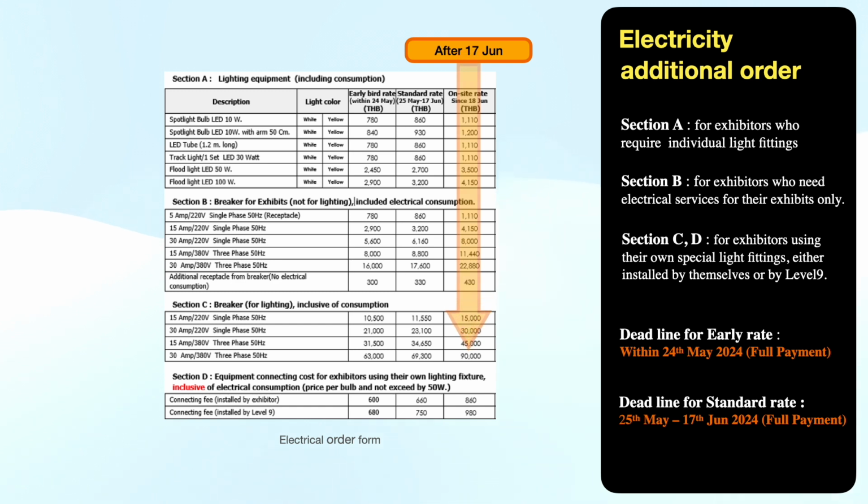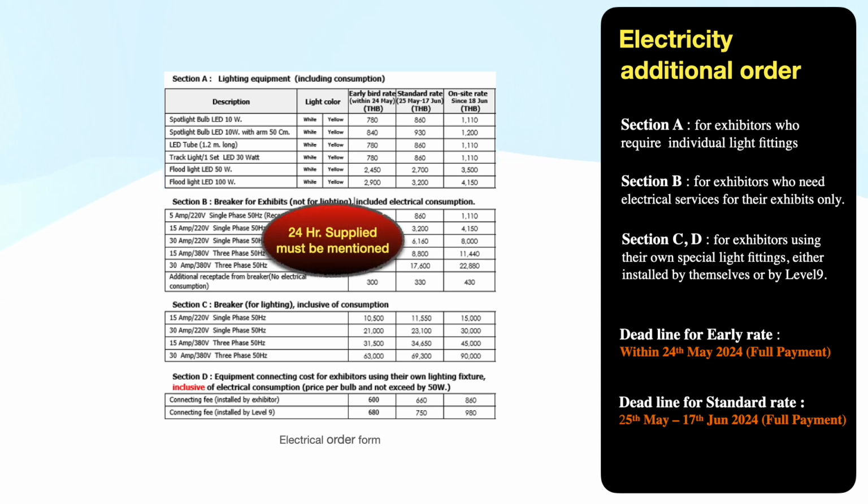The service provided in this form is based on the showtime schedule of the event. If the exhibitor requires service outside of the event schedule, such as, for example, CCTV, or if they have a fish tank that requires an oxygen pump, or a refrigerator that needs to maintain a specific temperature, they must mention in the form that they require 24-hour services.